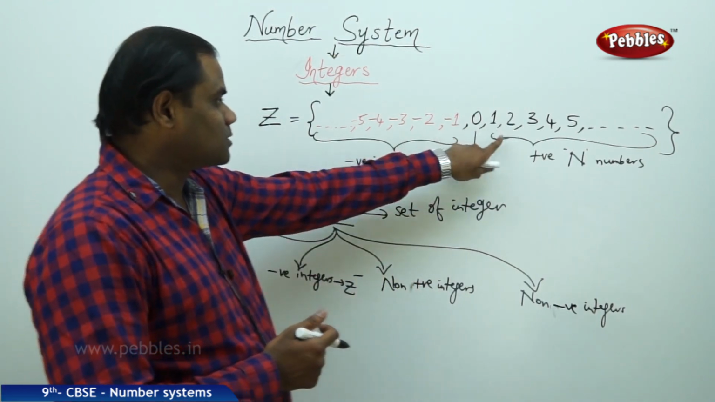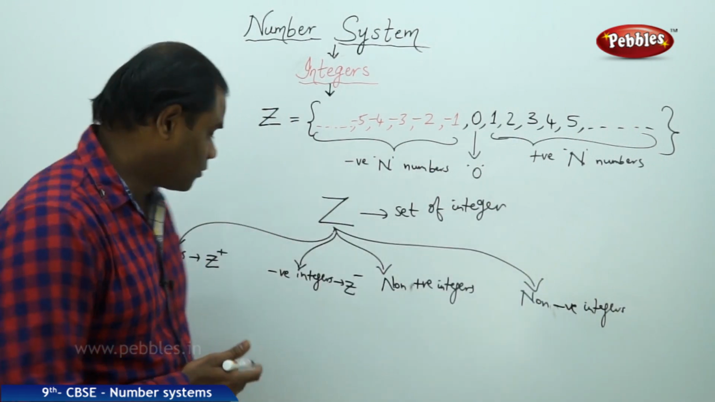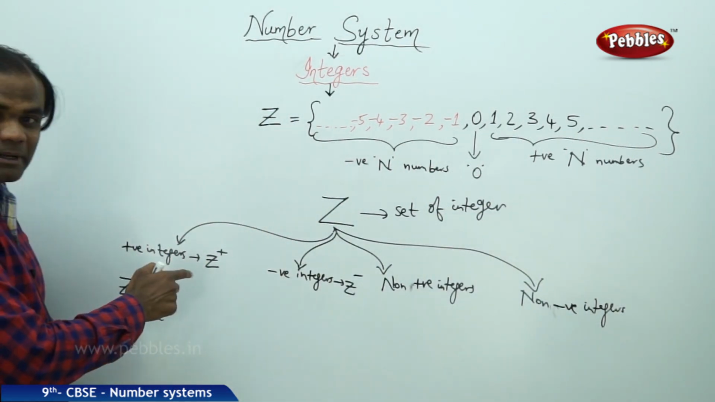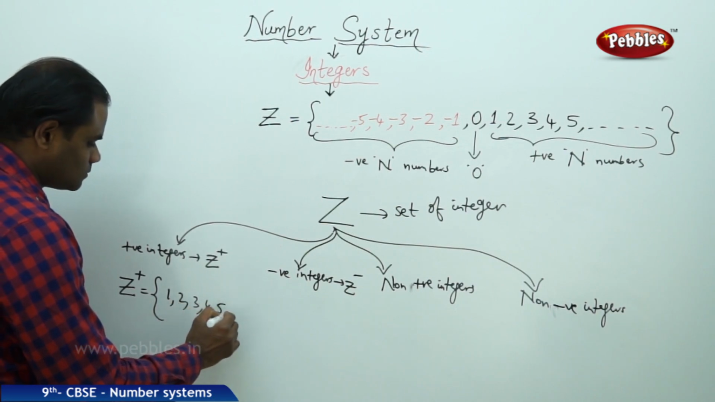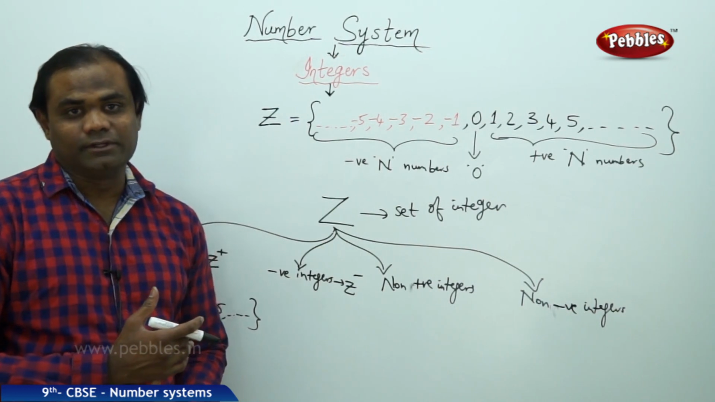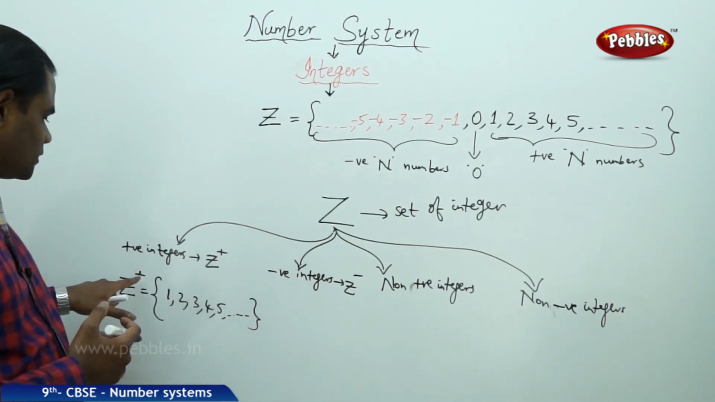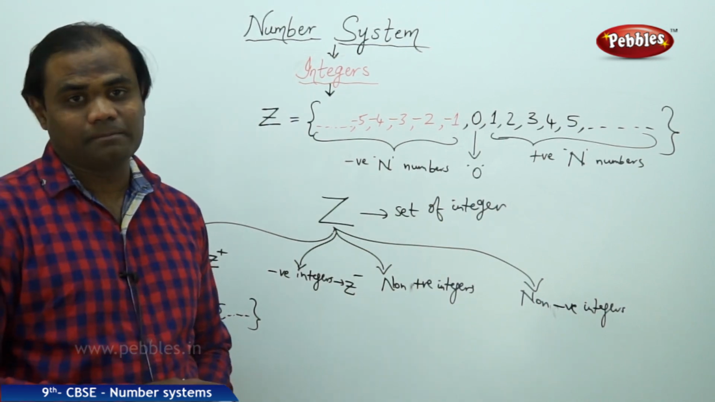So we know that the positive integers start from 1, 2, 3, 4, 5, etc. Therefore, this set Z plus has all the numbers which start from 1 and end till infinity. So the set of positive integers denoted by Z plus is now 1, 2, 3, 4, 5.